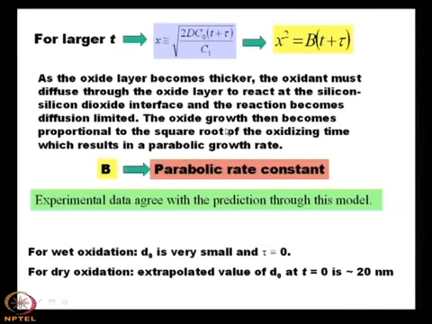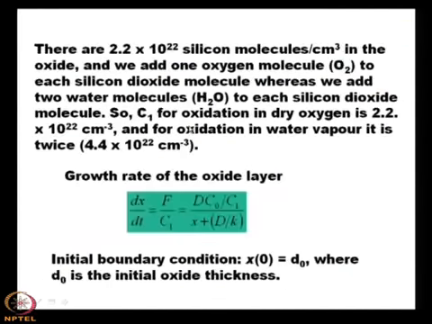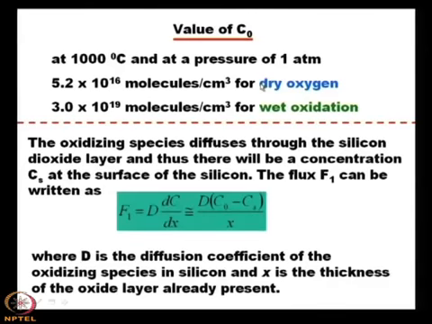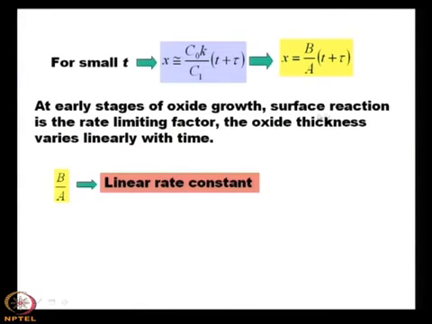So, now let us again consider the case of small t and large t to explain what is the linear rate constant and what is the parabolic rate constant. You see that at the onset of oxidation, when it is just starting, the oxidizing species reacts with the semiconducting material. So, if the semiconducting material is silicon and oxidizing species is oxygen, then oxygen reacts with silicon, and so that is a rate limited case. So, surface reaction is the rate limiting factor, and the oxide thickness varies linearly with time.